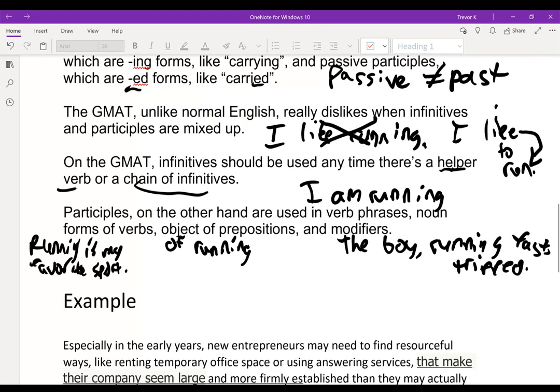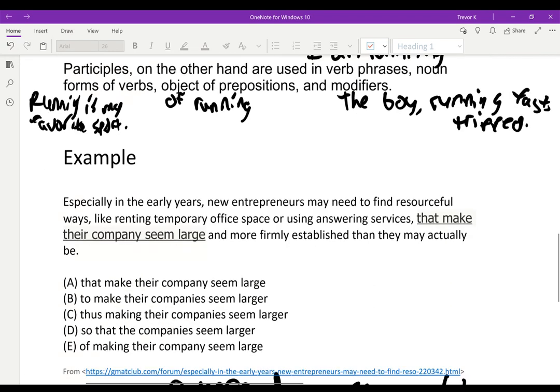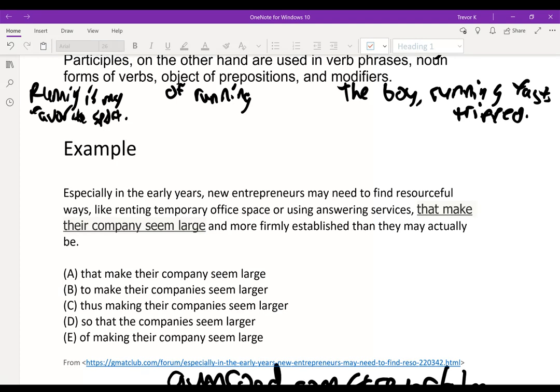This is an actual GMAT example. And it's funny, when I found this on GMAT Club, the top voted answer got this completely wrong. So yeah, people get mixed up on this literally all the time. GMAT Club's not great on sentence correction in general, but this sort of stuff, they get really bad on. So let's talk about this.